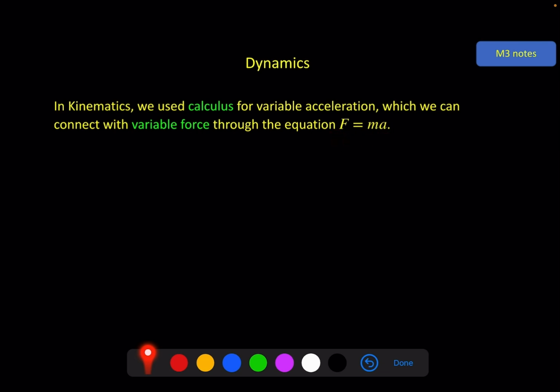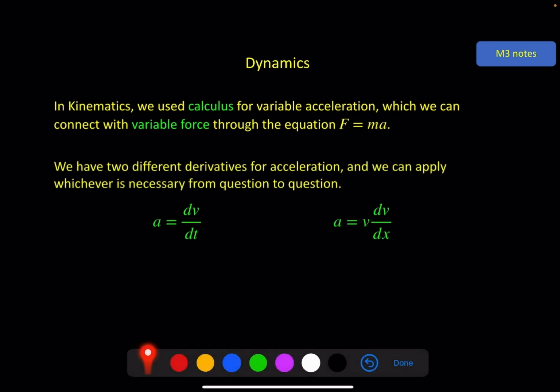But there were two different versions of acceleration that we can apply. We had this one that we've just used in the starter question, a equals dv by dt, but we also have a equals v dv by dx. So depending on your question, and you will have to decide for yourself which one of these is appropriate, you can choose to have v as a function of t or v as a function of x. Initially, it might seem that a lot of them have this, but as we get into simple harmonic motion, the usefulness of this one will become more apparent. That's it for the notes.